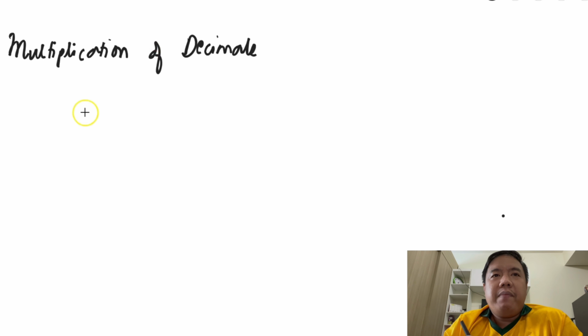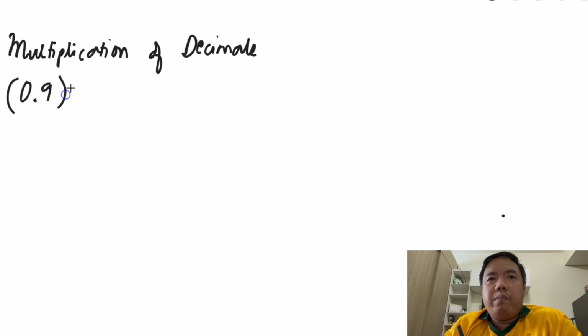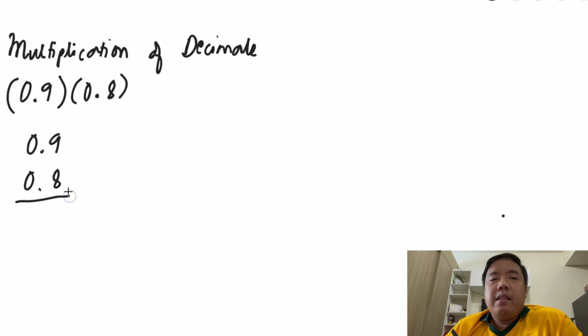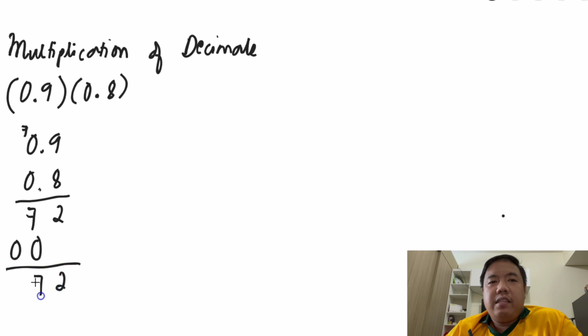So, for example, let's say we have here 0.9 times 0.8. So, write this one, and then 0.8. Multiply 8 times 9 is 72. So, 2, 7. 8 times 0 is 0 plus 7, 7. And then 0 naman, 0 to 9 is 0, 0 to 0 is 0. So, ganyan po. So, 2, 7, 0.